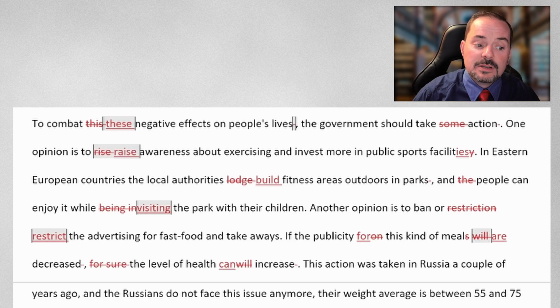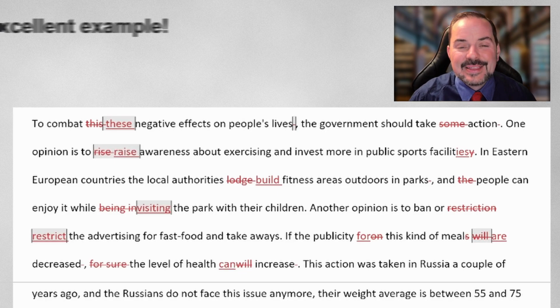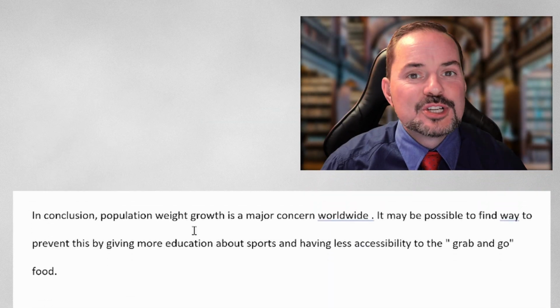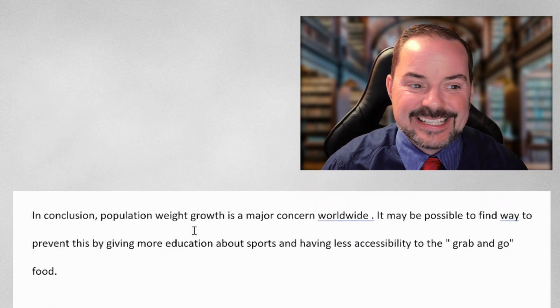Their weight average is between 55 and 75 kilograms. It's worth mentioning that the example is outstanding. Now, let's take a look at the conclusion. First, let's read the conclusion as is.